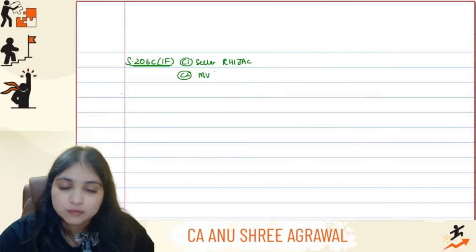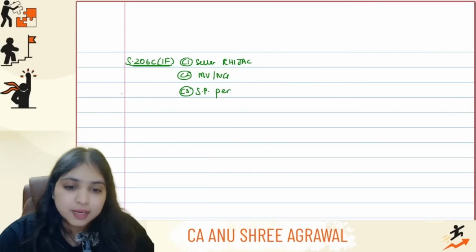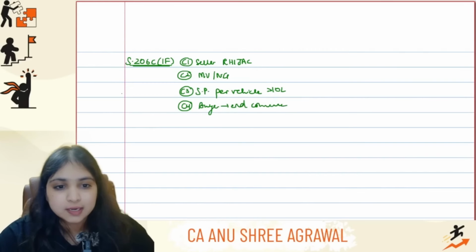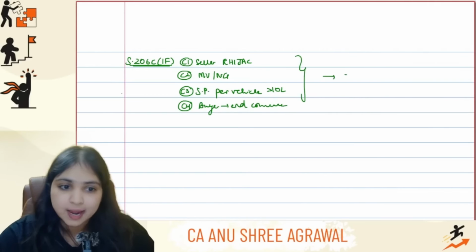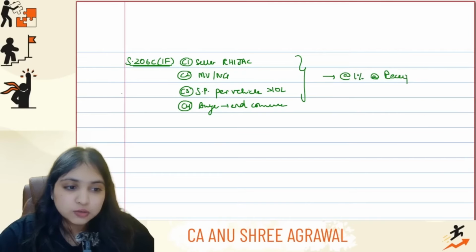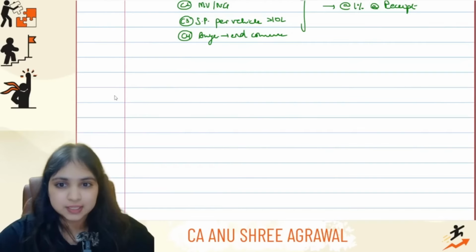We're talking about motor vehicles or notified goods. And condition number 3, the selling price per vehicle has to be more than 10 lakh rupees. And condition number 4 is that the buyer has to be a retail buyer, which means he must be an end consumer. So if all these conditions are fulfilled, then TCS will be at the rate of 1% at the time of receipt. Right? So this was your 206C1F, your first TCS section.